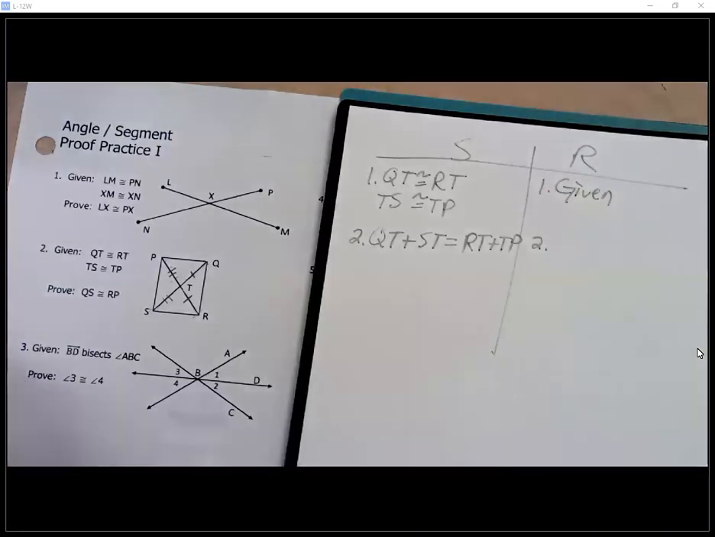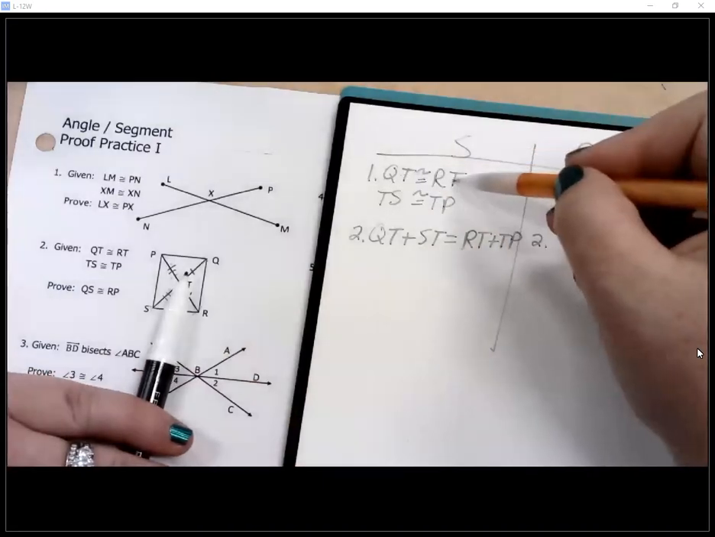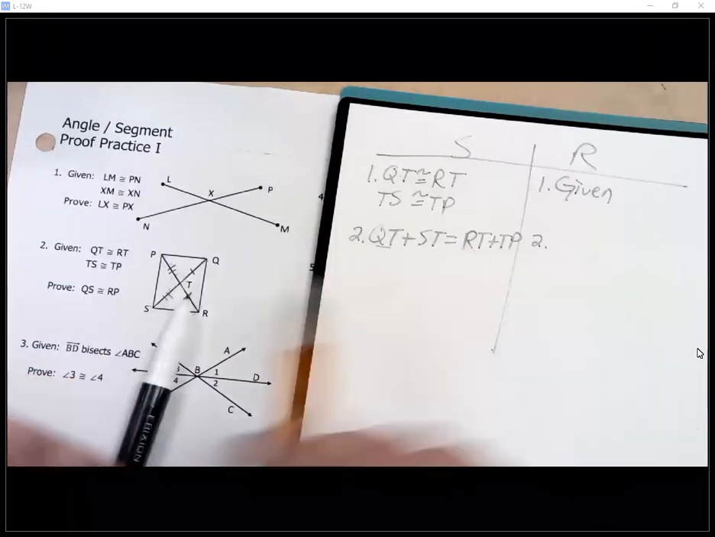Take a look at your very top line. You have QT and RT, one on each side. You still have that. You still have QT here. You still have RT over here. So what has happened? What has changed?